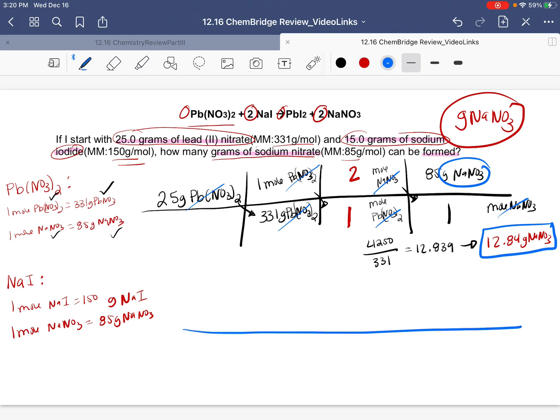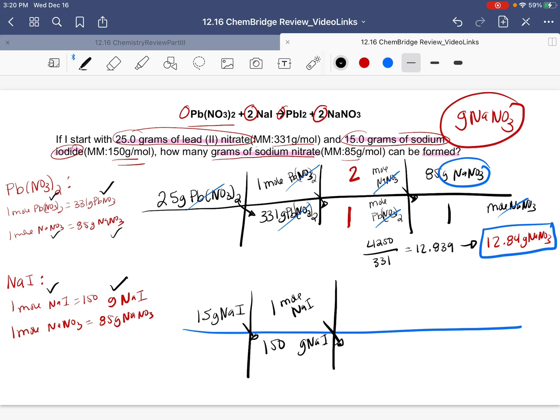So again, I can start my setup. My given was they give me 15 grams of sodium iodide. And that is my starting point. Again, I'm using my conversion factor, so the other one that has the same units of grams of sodium iodide is right there. It is 150. I have to use the other side, so I have 1 mole of sodium iodide. Again, this is just like a little puzzle that you're trying to solve.